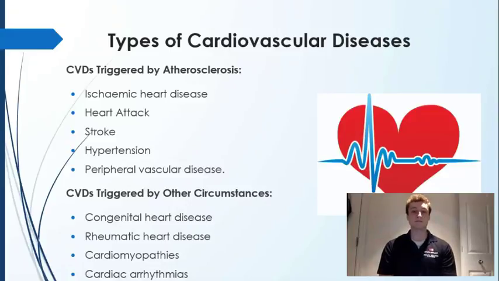As well, the types of CVDs that are triggered by atherosclerosis are ischemic heart disease, heart attack, stroke, hypertension, and peripheral vascular disease. CVDs can also be triggered by other circumstances, such as birth defects or genetics. CVDs triggered by these other circumstances are congenital heart disease, rheumatic heart disease, cardiomyopathies, and cardiac arrhythmias.